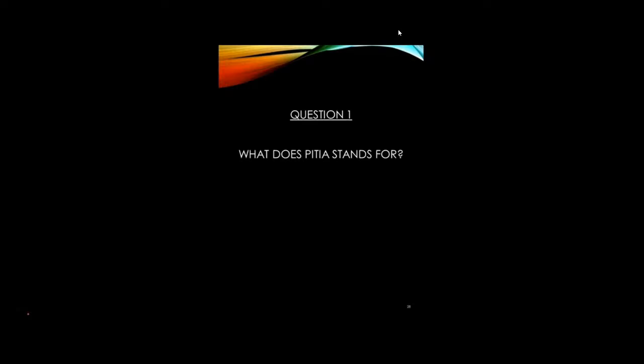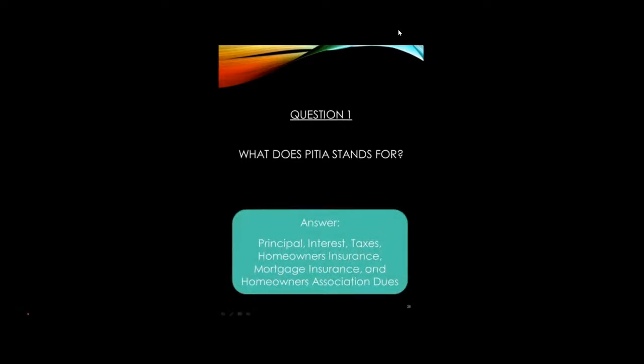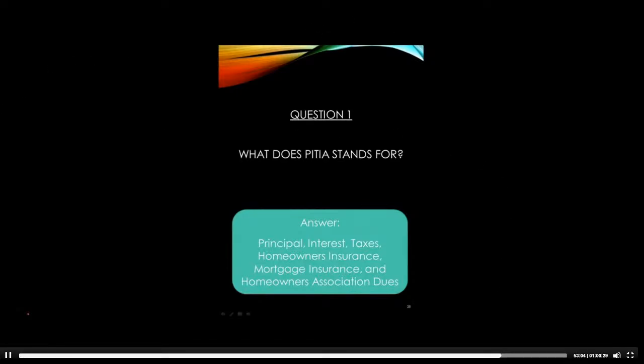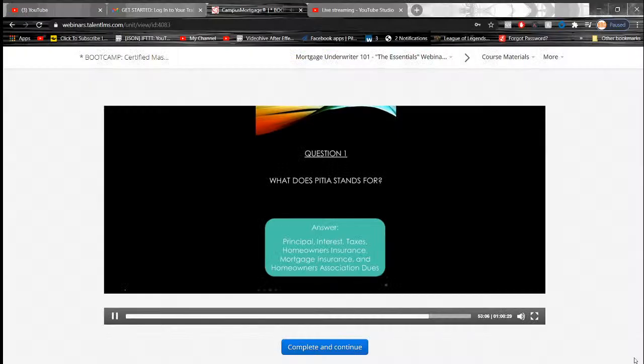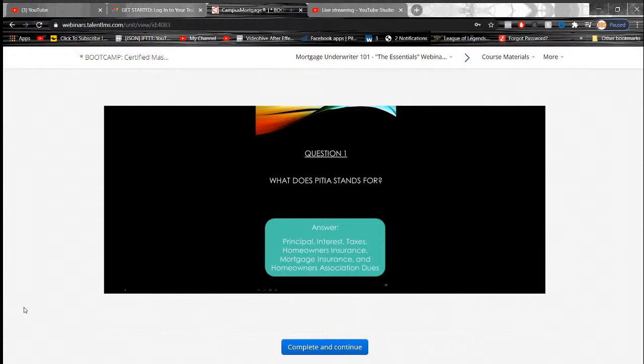So the first question, what does PITIA stand for? Now this is a big one. We do have to really understand what this one is, because we do our calculations off of this. All right, the answer is principal, interest, taxes, homeowners insurance, and again, mortgage insurance if it requires, and homeowners association dues if it requires.